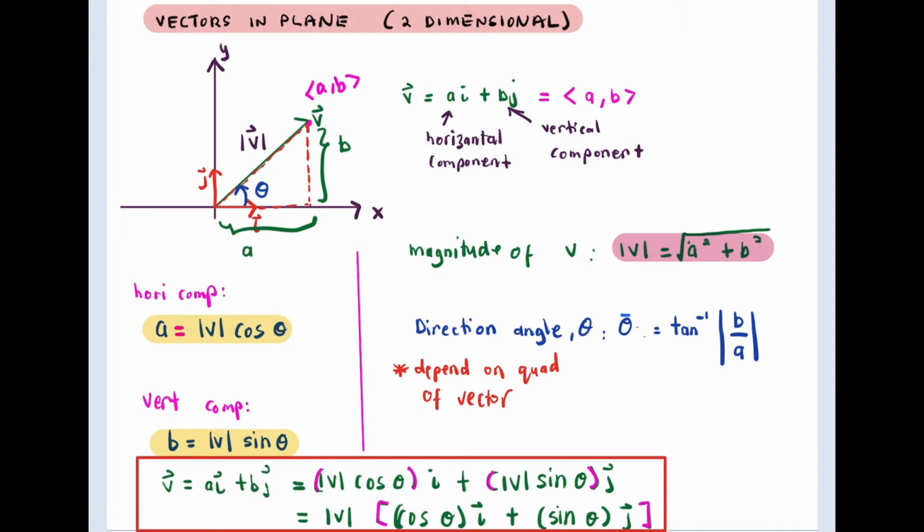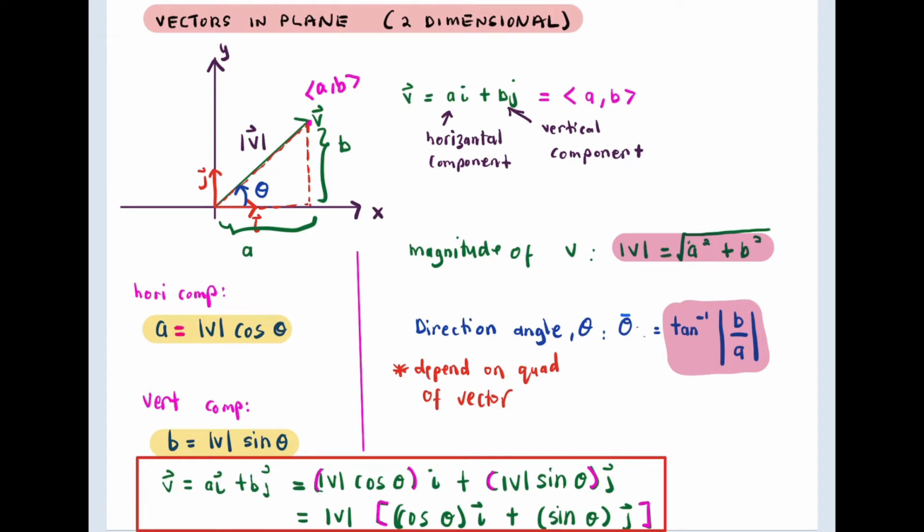Now let's see the direction angle. This is the angle starting from 0 degrees here. In order to find this, you can just open up tangent theta. So tangent theta is opposite over adjacent, B over A. So let's rearrange: this is inverse tangent of the modulus of B over A. So this is the formula for the direction angle. However, you may realize here that I put this as theta bar because this is just a reference angle. Later on, our true direction angle will depend on the quadrant of the vector.